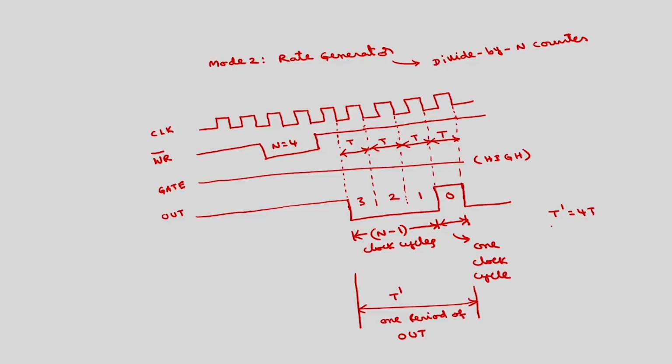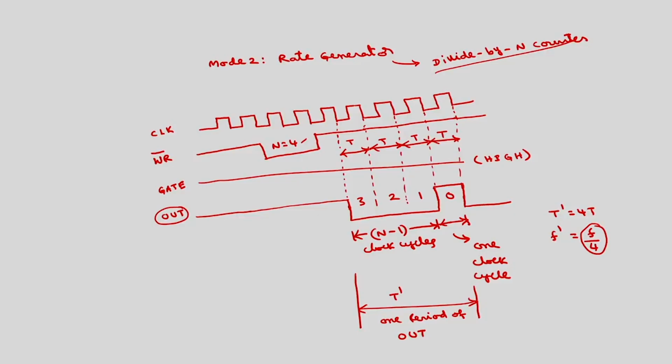So time period is 4 times, which means frequency, if I call F dash as the frequency of the out signal, will be equal to F by 4, if F is the frequency of the clock signal. So the frequency of this out signal is divided by 4, and that is why it is called a divide by n counter. This is basically used for dividing the frequency by some factor. So by changing this n value we can obtain any counting value.